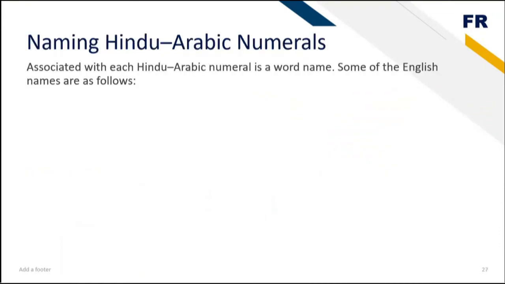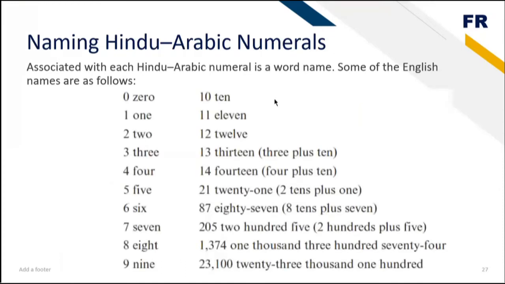Okay, so naming Hindu-Arabic numerals. Associated with each Hindu-Arabic numeral is a word name. Some of the English names are as follows. Okay, so yung 0, yes. Then yung 1, 2, 3, 4, 5, 6, 7, 8, 9, 10, and so on.